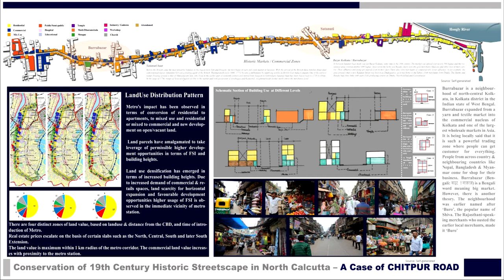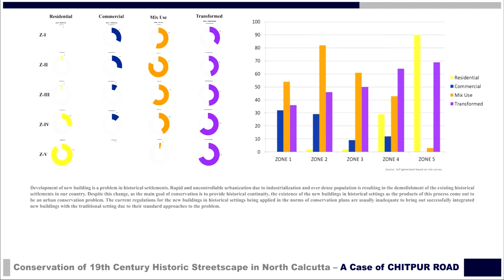Schematic section of building use at different levels is also shown. Analysis chart showing concentration of commercial, mixed use and residential for each zone, and also the rate of transformation in terms of new construction. For example, zone 1 and zone 2 show major concentration in commercial activities, and zone 5 has major residential areas and has also gone through major transformation compared to the rest of the zones.